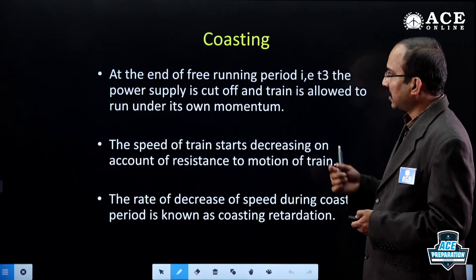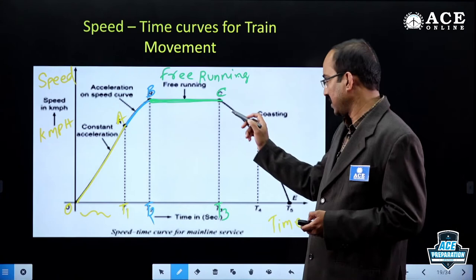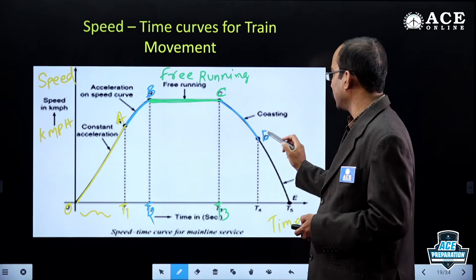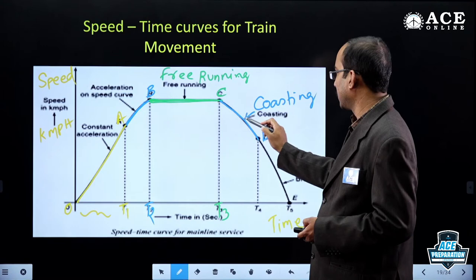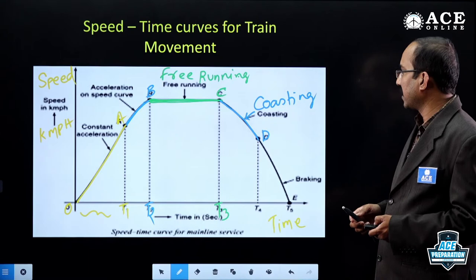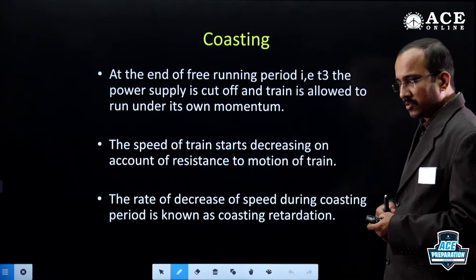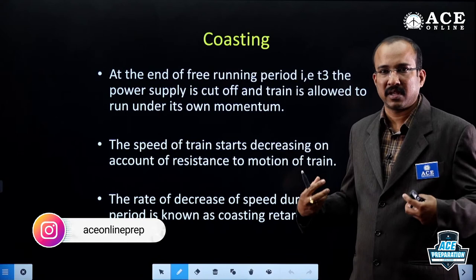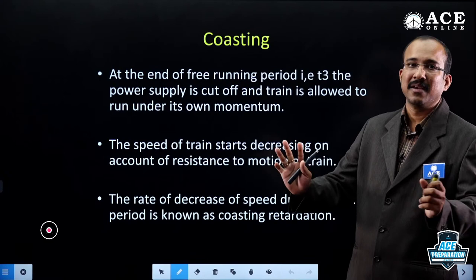Now let us look at the next one, that is coasting. C to D is known as coasting. What do you mean by coasting? Once we are getting nearer to our destination, what will you do? We just switch off the supply, and based on the kinetic energy of the machine or the train, it will run on its own. Kinetic energy is being consumed, so you get a saving in power. That is nothing but coasting.